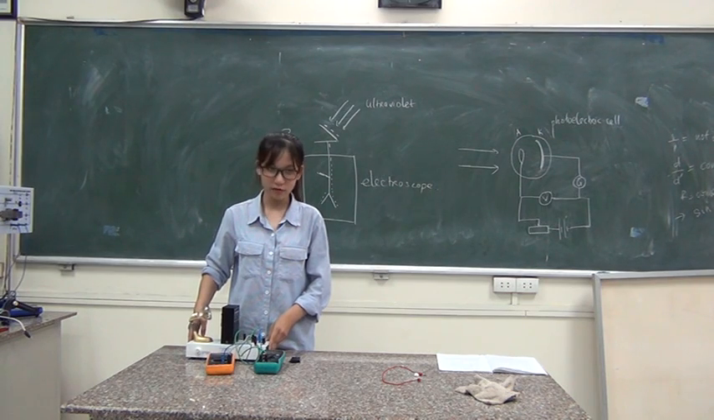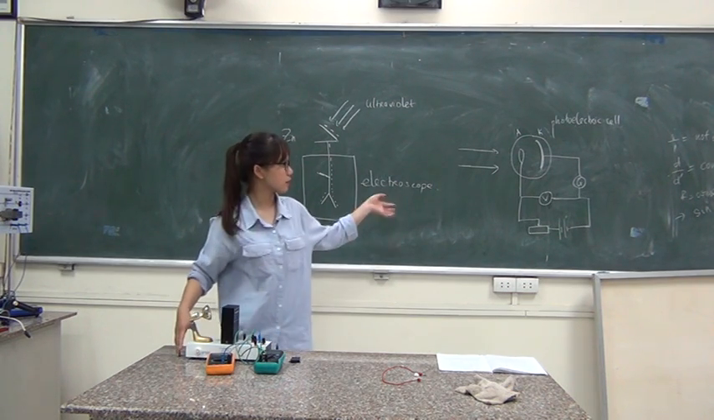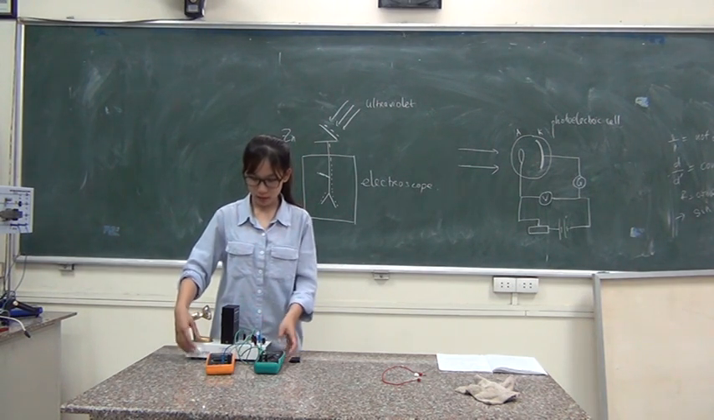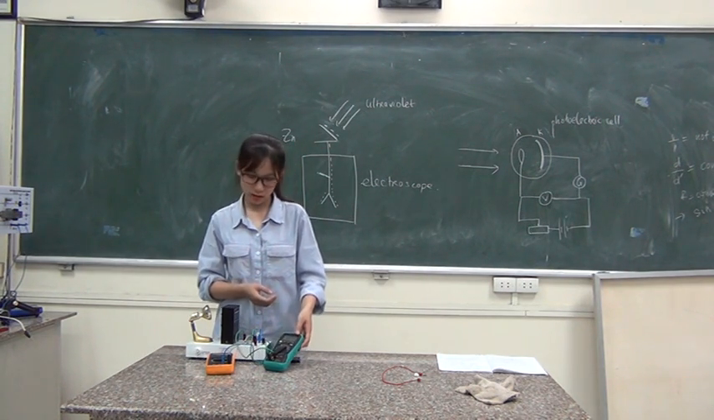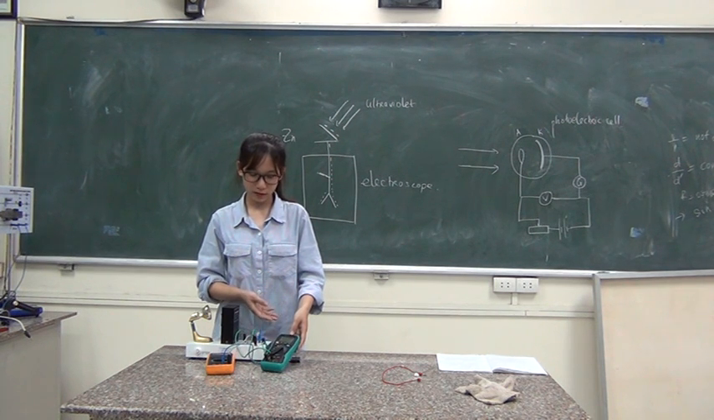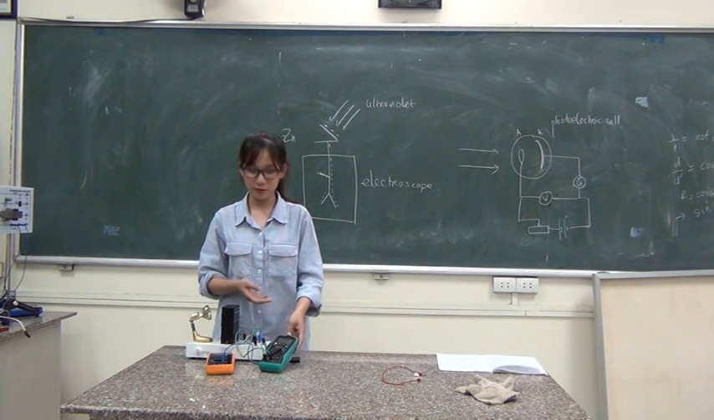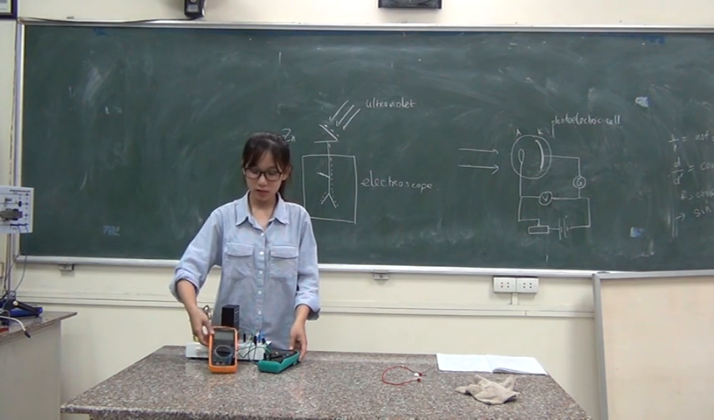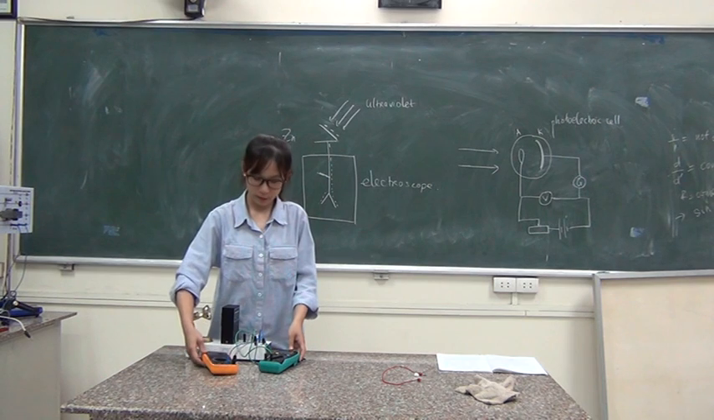This one is the real structure of this one. This one is the ammeter that we can use to measure the current, and this one is the voltmeter.